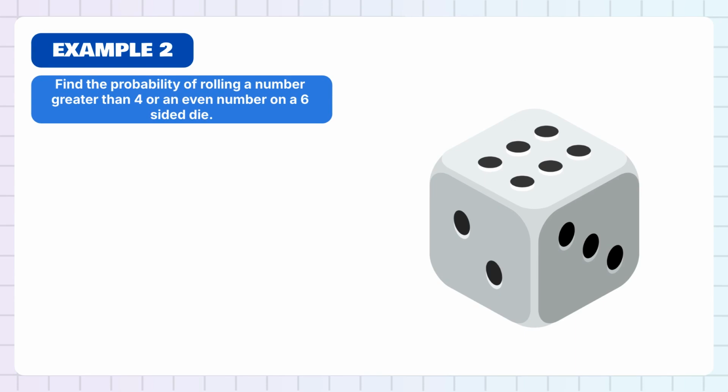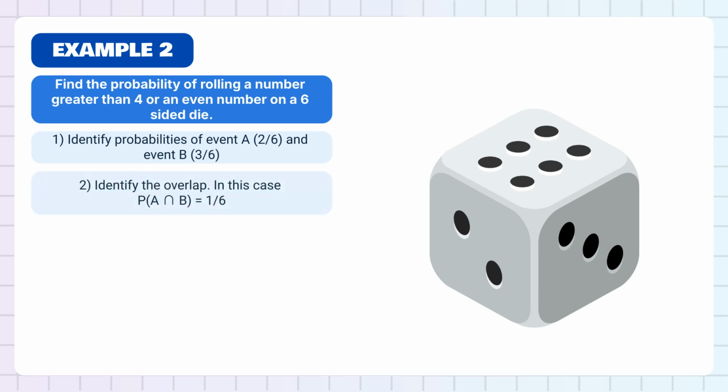Let's consider another scenario involving a 6-sided die. We want to find the probability of rolling a number greater than 4 or an even number. Step 1. Identify the probabilities of events. In this case, event A of rolling a number greater than 4 is a 2 out of 6 chance. Event B of rolling an even number is a 3 out of 6 chance.